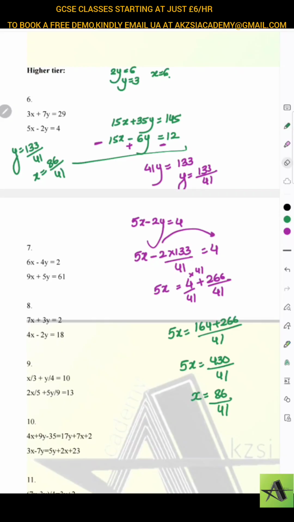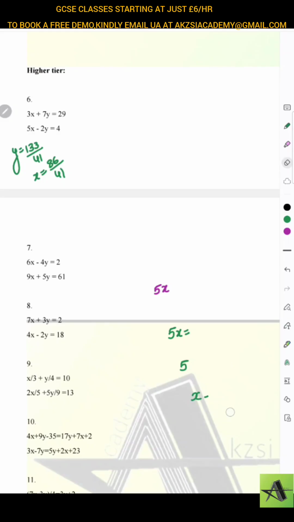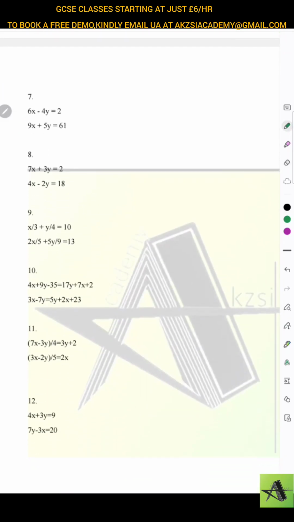Moving on to question number 7, let me delete this to make space. Same here, we have to multiply numerator and denominator both with a particular number. Let me make y the same, and for that I can clearly see 4 and 5, so the LCM is 20. I have to multiply the first equation with 5, each term, and the bottom one with 4.